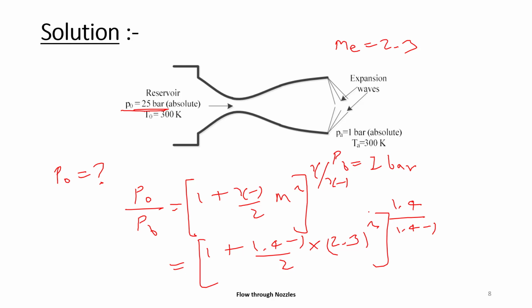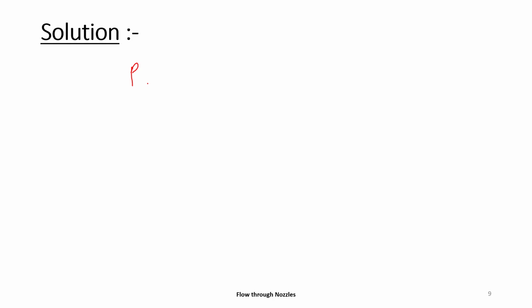We will put this value in the calculator. On putting this value in the calculator, we will get this ratio as 12.5043. PB is 1, so this P0 is 12.5043 bar.